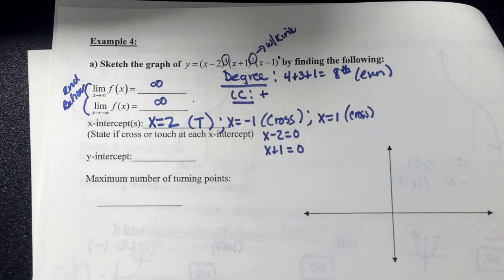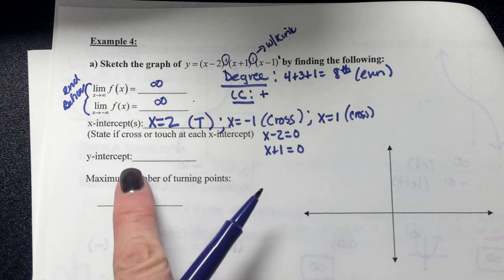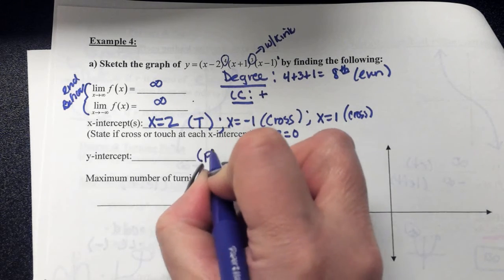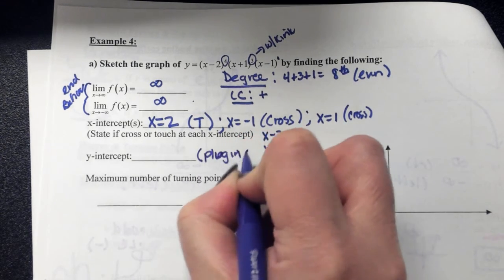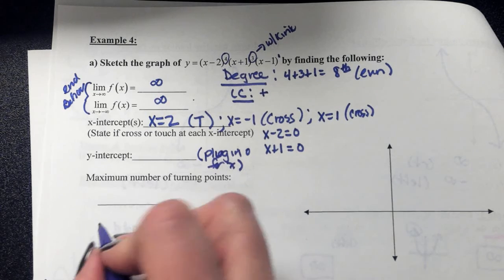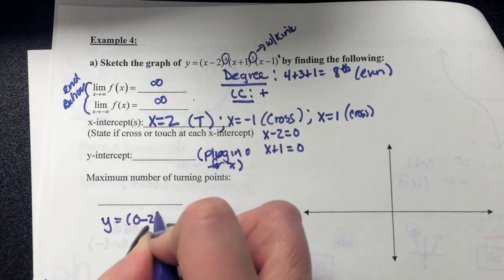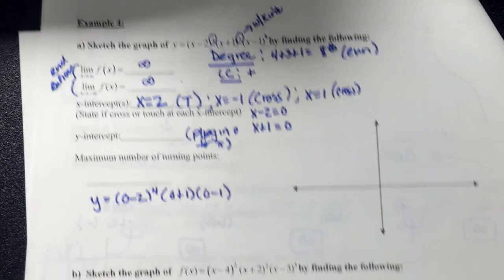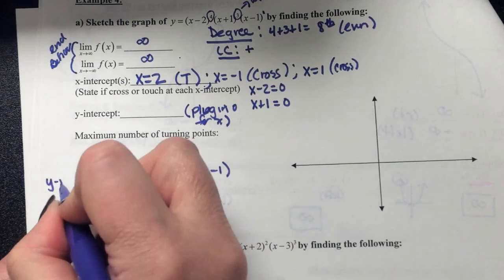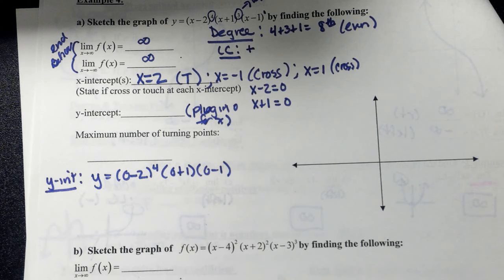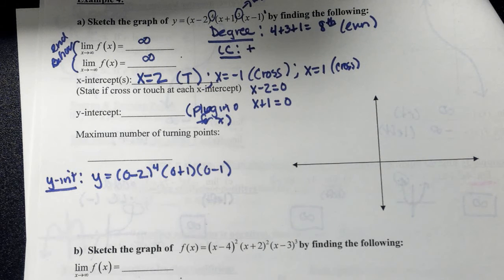Okay? How do you find y-intercepts? Plug in 0 for x. Remember, anytime you want to find a y-intercept, you plug in 0 for x. It doesn't matter what kind of function you have. So y is going to be equal to 0 minus 2 to the 4th times 0 plus 1 times 0 minus 1. This will tell you what the y-intercept is going to be. You found your x-intercepts by setting each of your factors equal to 0. Now to finish the graph, we're going to find the y-intercept.